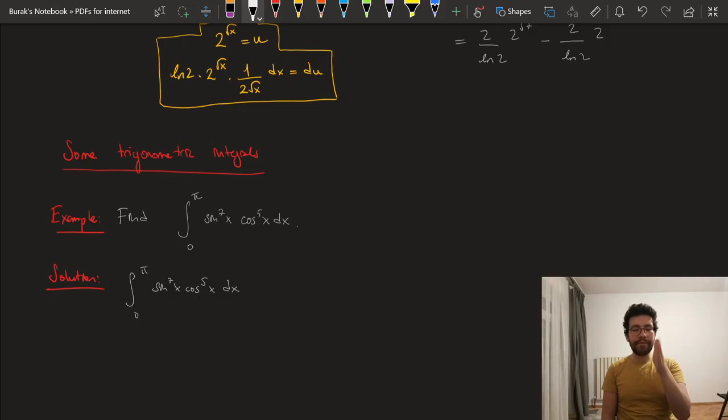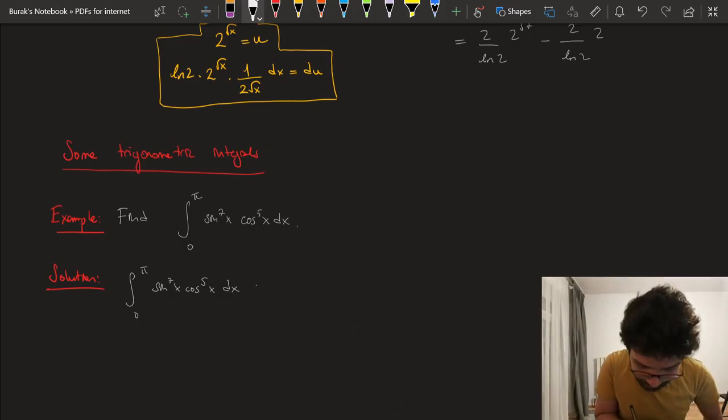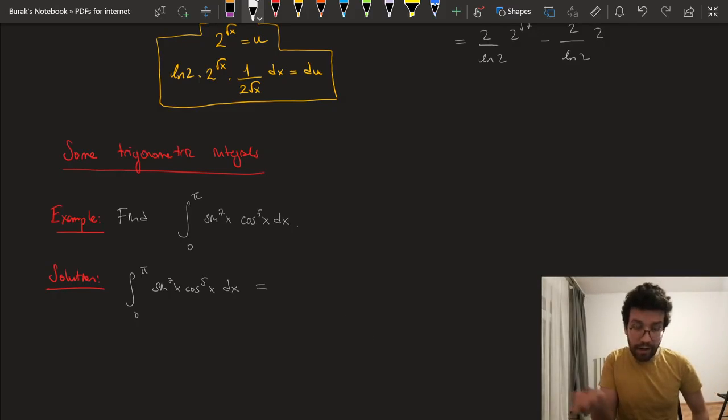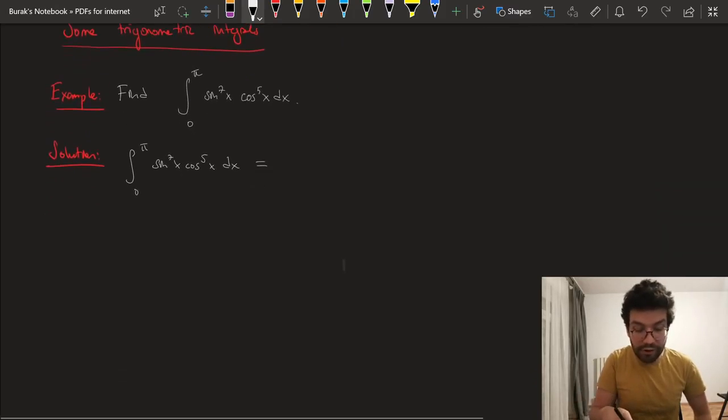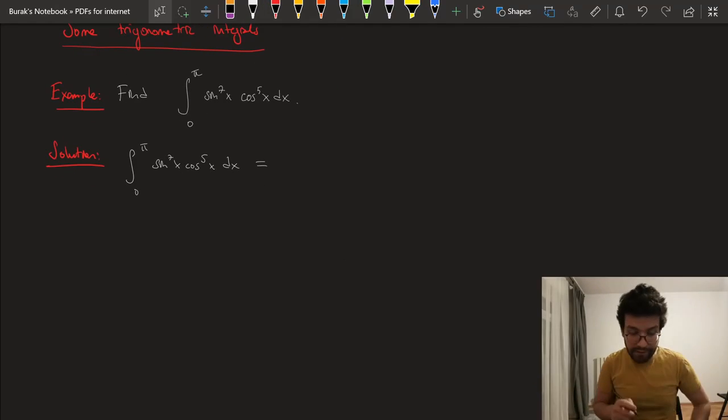First you ask yourself the following question: are the powers that I see, the power of sine or the power of cosine, odd or even? Is it the case that one of them is odd? If one of the powers is odd, then you're very lucky. There's a very easy method. In this case both powers are odd, so I can do 2 substitutions, but I'm going to tell you what to do if one of the powers is odd.